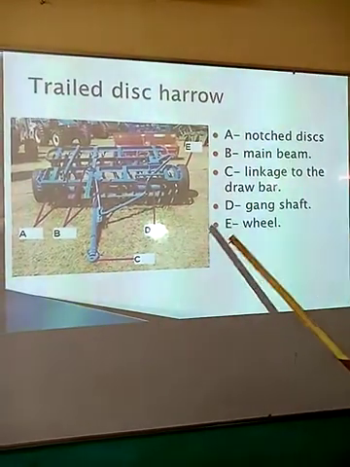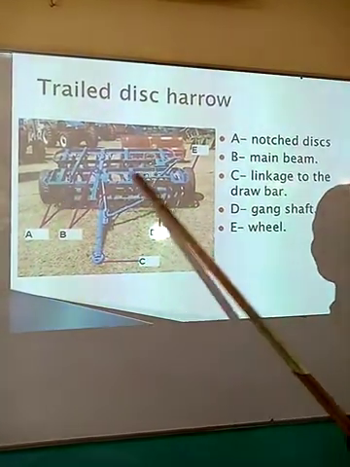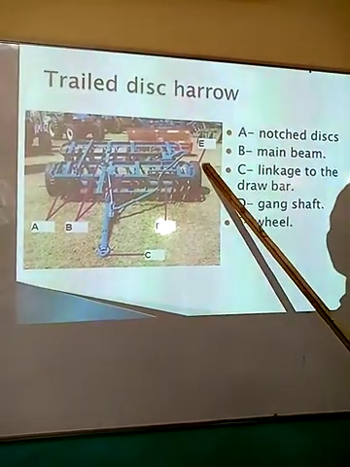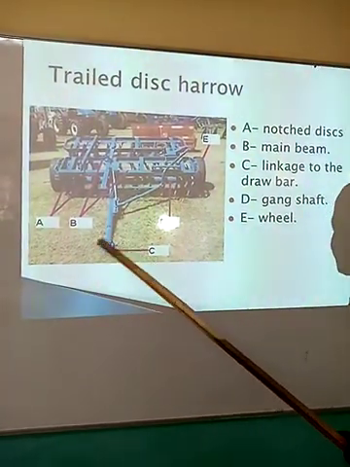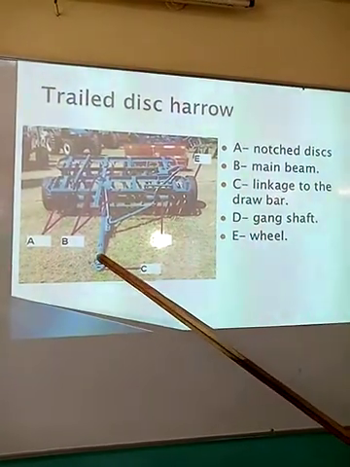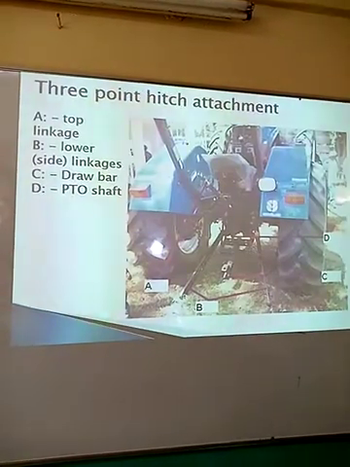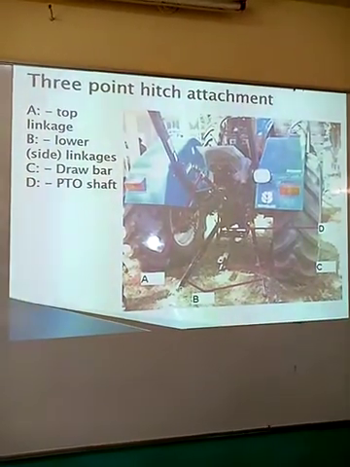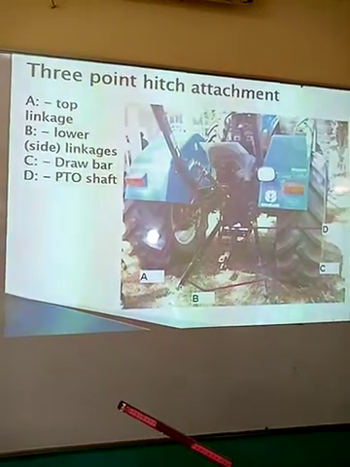Then we also have trailed disc harrows, trailed because they have wheels. So when they are pulled along, especially before they reach the farm, they are made to move on the wheels. So this trailed disc harrow has a provision where it will be attached to the drawbar. The method of attachment is one-point hitch attachment. The second method of attachment, we call it the three-point hitch attachment. In the three-point hitch attachment, we are going to be keen on the three linkages.